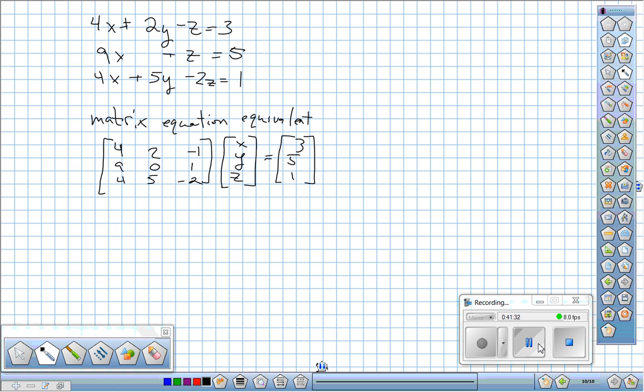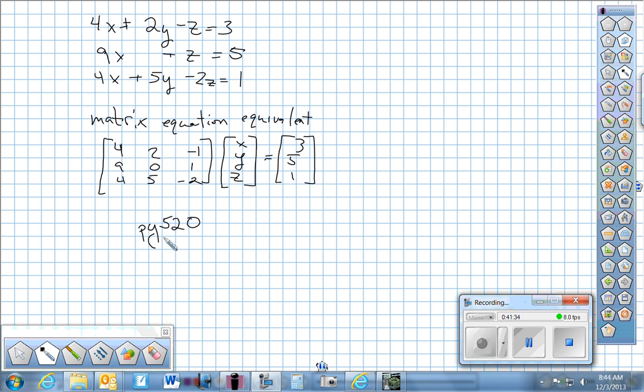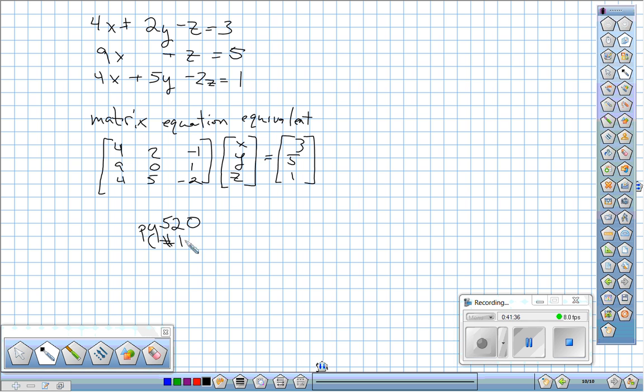But today, homework on page 520, I want you to do numbers 1 through 45 odds.